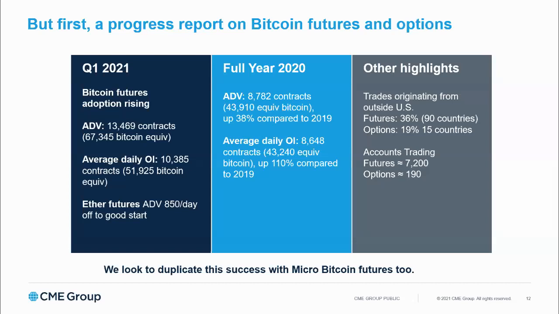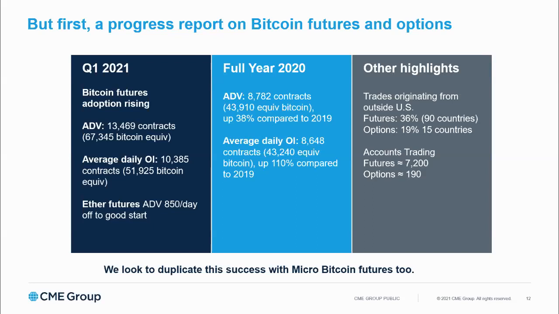Okay, so let's take a look at how Bitcoin futures and the options on the Bitcoin futures have gotten us to this point today. Unsurprisingly, as we've seen prices for Bitcoin and Ethereum rise over the last 6 months to a year, we've also seen our average daily volume and our open interest in our Bitcoin contracts rise in parallel with that price. So in 2020, our Bitcoin contract traded almost 8,800 contracts a day, which was up 38% compared to 2019. And we had an average daily open interest of about 8,600 contracts. And in Q1 of this year, we're averaging almost 13,500 contracts a day.